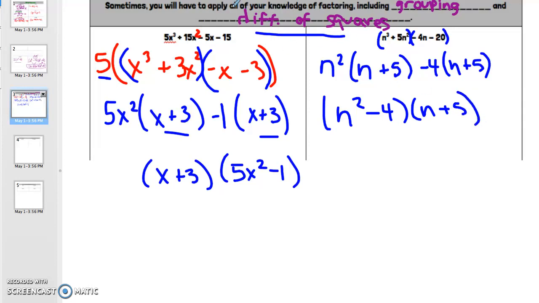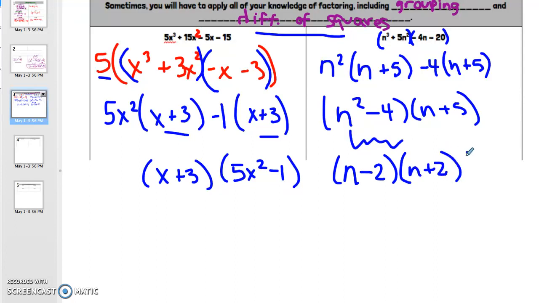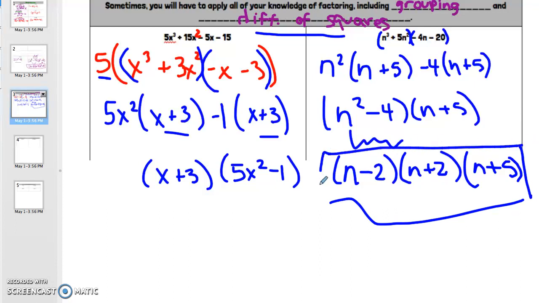Now, I gave you a hint before. There's a difference of squares in here, and it's right here. N squared minus 4 is a difference of squares. That could be broken into n minus 2 and n plus 2. And then you have n plus 5. So these are my factors. Here they are. Multiply these back out, you will get back to this polynomial. Excellent. Hope you followed that.